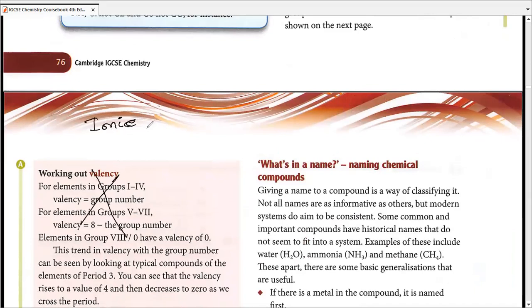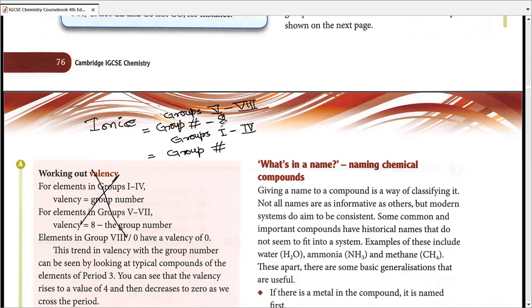So for an ionic compound, the formula is group number minus 8. This goes for groups 5 to 8. And for groups 1 to 4, it's equal to the group number itself.